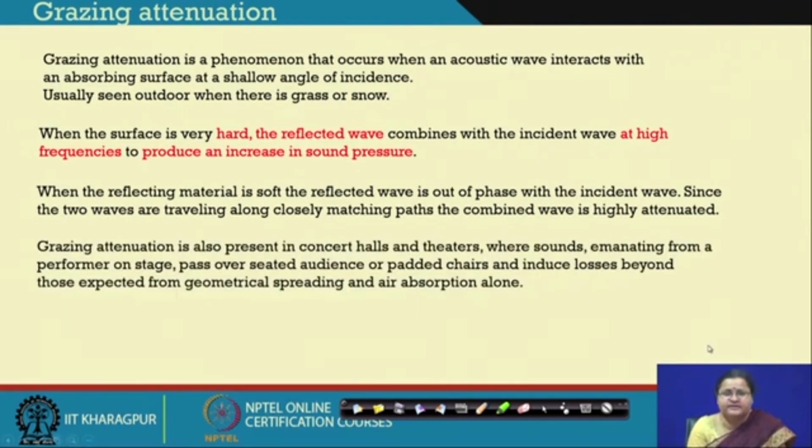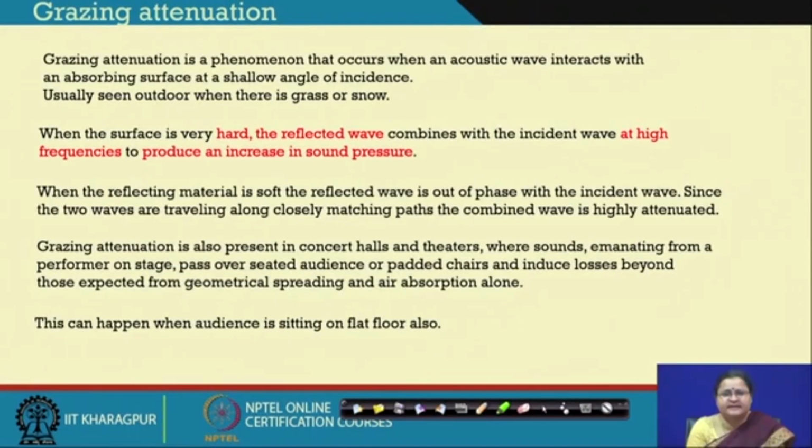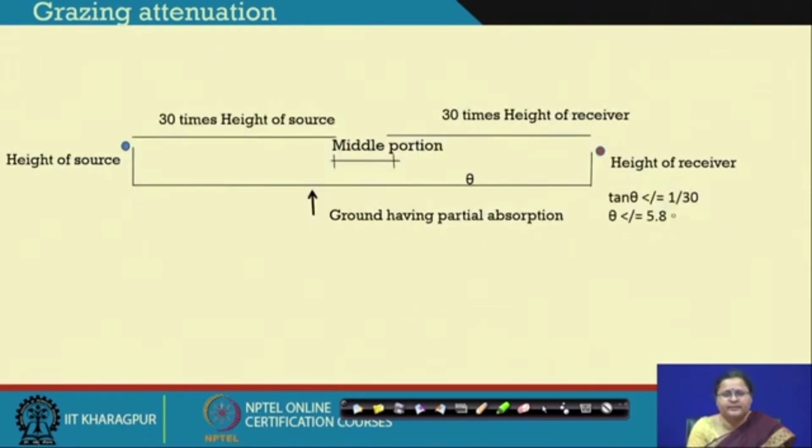So, grazing attenuation is also present in concert halls and theatres where the emanating sound from the performer on stage passes over the seated audience or padded chairs and induces such losses beyond those expected from the general geometrical spreading and the air absorption etc., which we will be discussing later. So, this can happen when the audience is sitting on the floors also. So, we have to keep all these things in mind and we try to explain grazing attenuation just diagrammatically.